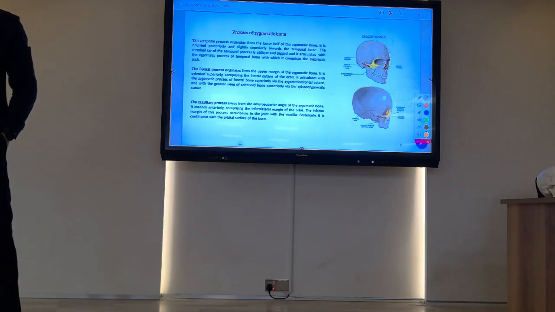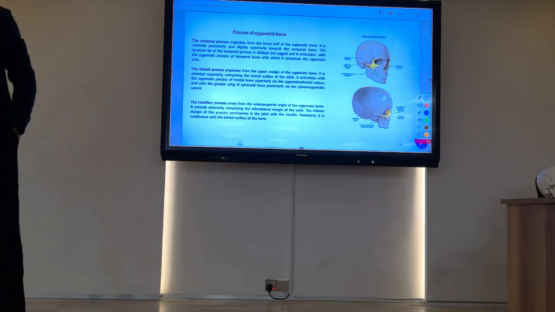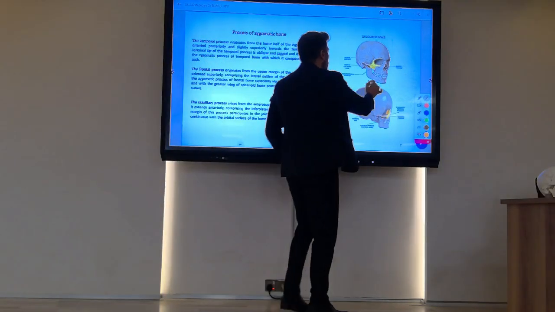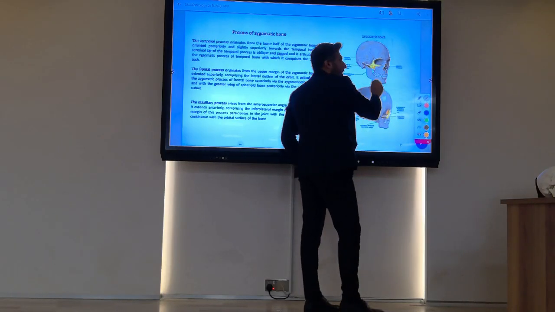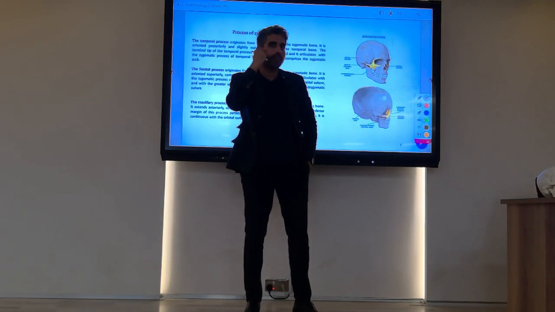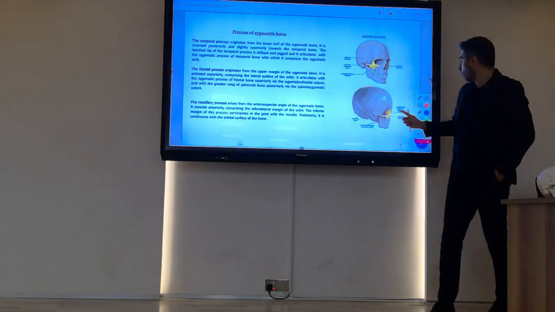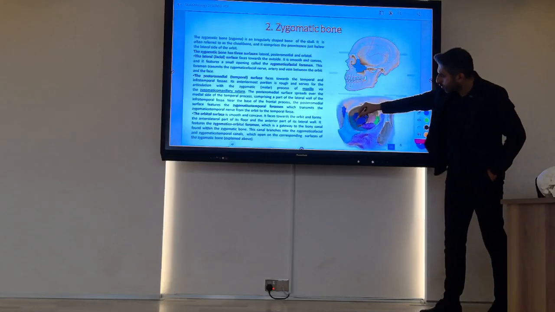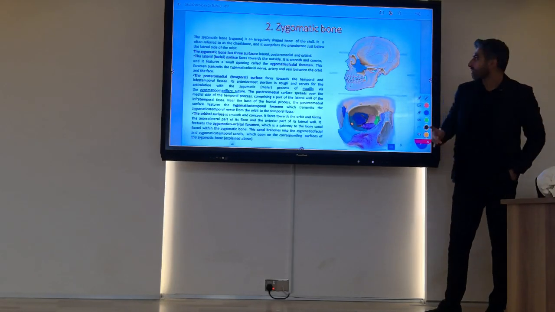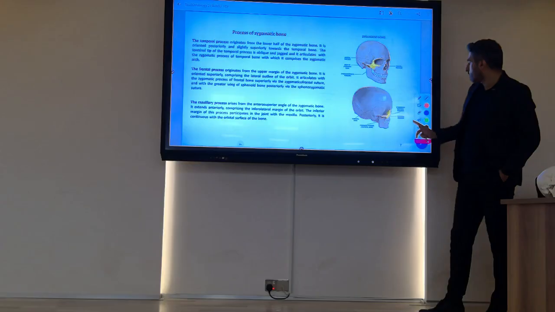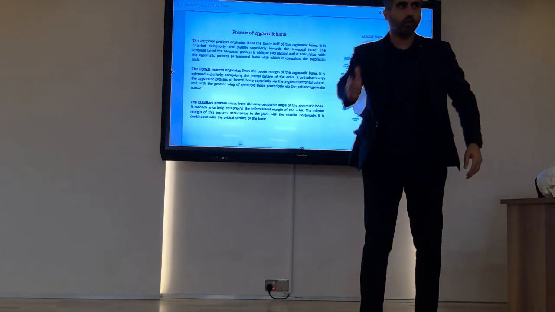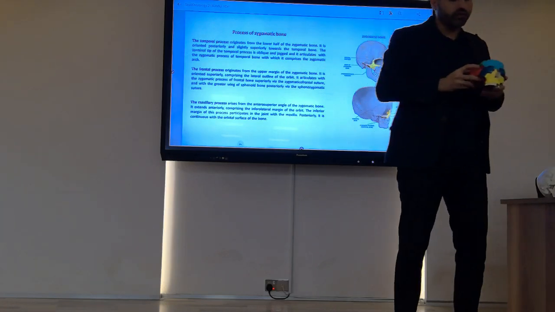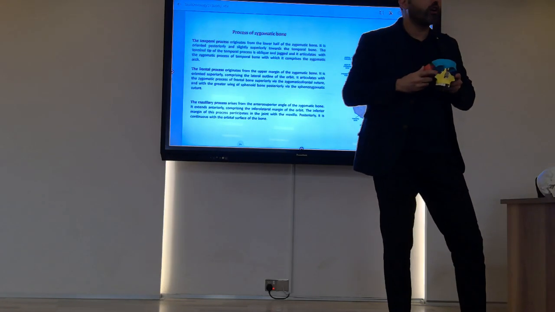Zygomatico-orbital foramen. The zygomatic bone, orbital surface, has a foramen. We say zygomatico-orbital. This is zygomatico-facial. The zygomatic bone in the facial surface has the zygomatico-facial foramen. In the orbital surface, we have the zygomatico-orbital foramen. In the temporal surface, we have the zygomatico-temporal foramen. What happens? The zygomatic bone forms the lateral side of the orbit and the inferior wall of the orbit.